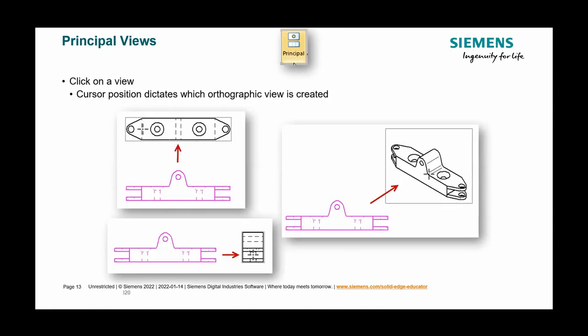Now, after you've placed the first initial view, which you see in pink, what you can do is use the principal view command. What it does is derive from the initial view, and based on where you move your cursor, that's the view that you're going to get. Meaning that if you move your cursor towards the top, you're going to get a top view. If you move your cursor to the side, you're going to get a side view. And then if you move it diagonally, you'll get an isometric view. So that's how the principal views work.